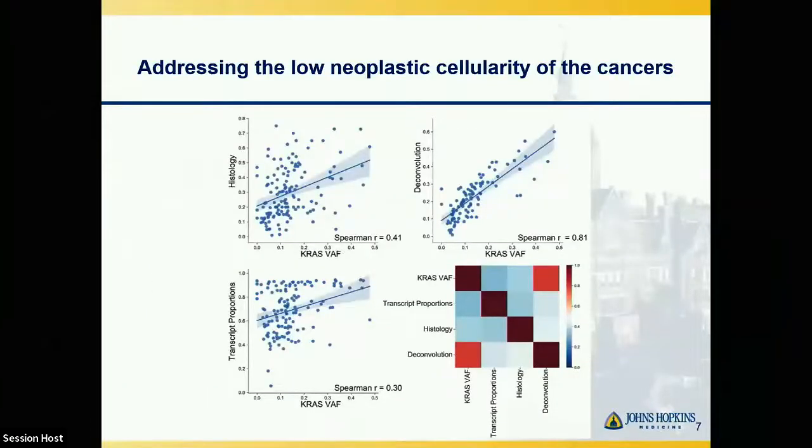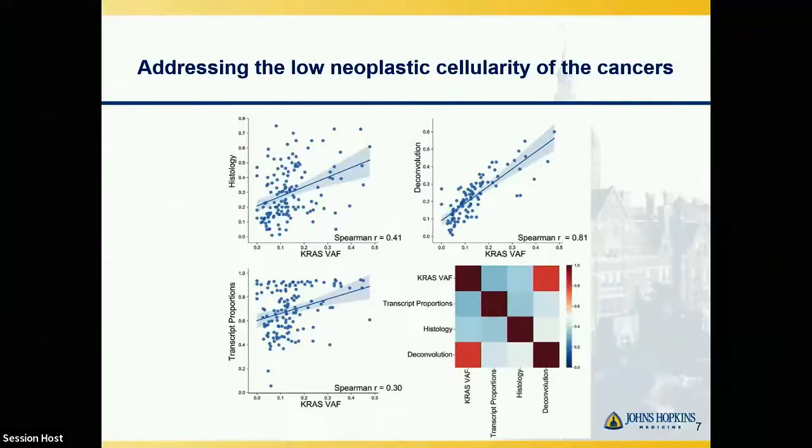To address the characteristic low neoplastic cellularity of PDAC, we use a histology-based approach by Ralph Lubin, as well as DNA methylation and RNA-based molecular deconvolution methods analyzed by Dan Trezo from Washington University to estimate neoplastic tumor cellularity.